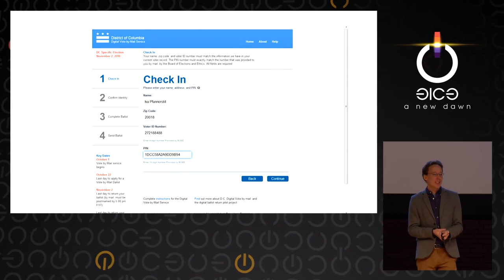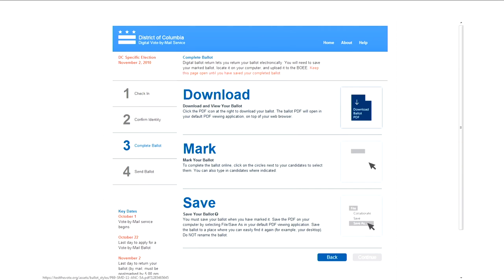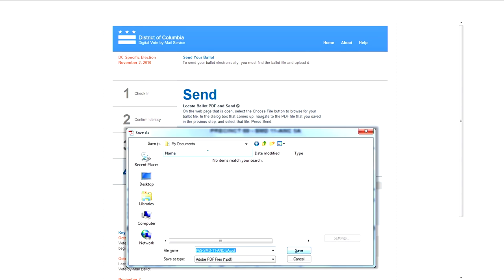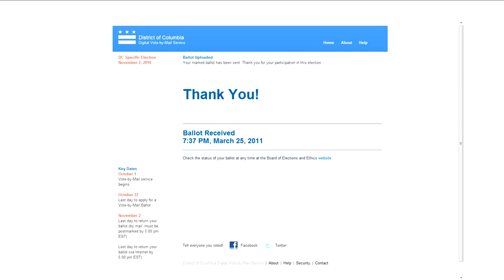So here's what their system looked like. You'd log in, nice pretty web interface, download a ballot, fill it out in a PDF reader, upload it again, and that's it. Thank you for voting. Tell your friends on Facebook and Twitter. Nice and shiny.